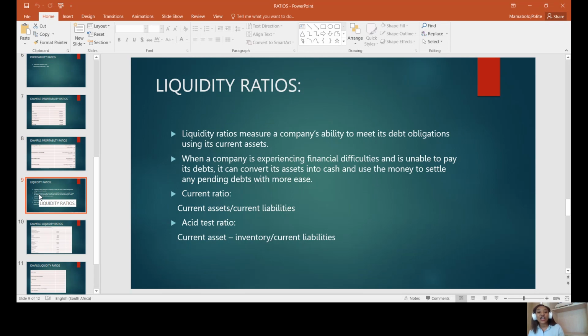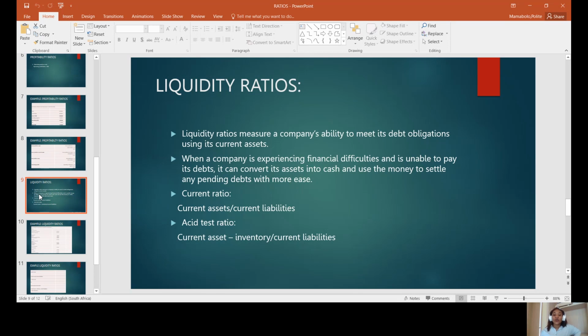Liquidity ratios measure a company's ability to meet its debt obligation when they become due. Usually they become due in a year or 12 months. So when a company is experiencing financial difficulty and is unable to pay its debt, it can convert its assets into cash and use the money to settle any pending debts with more ease.